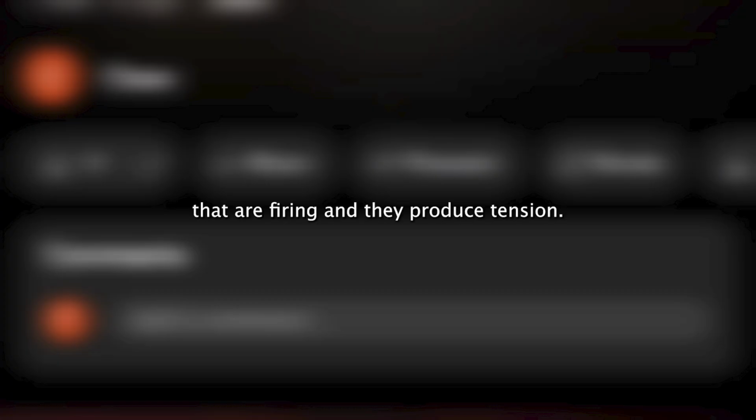There's a video that explains this better than I can. These are motor units that are firing, and they produce tension. Notice that they take turns contracting, and they produce a smooth muscle twitch.